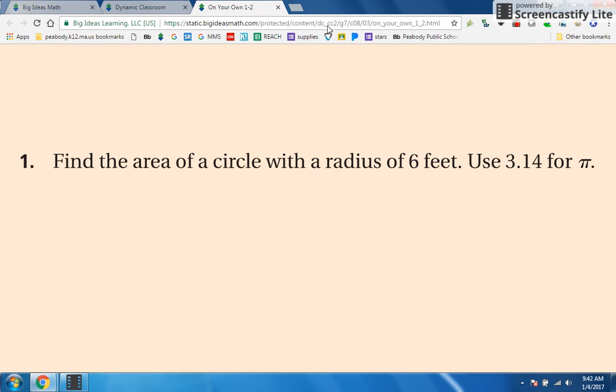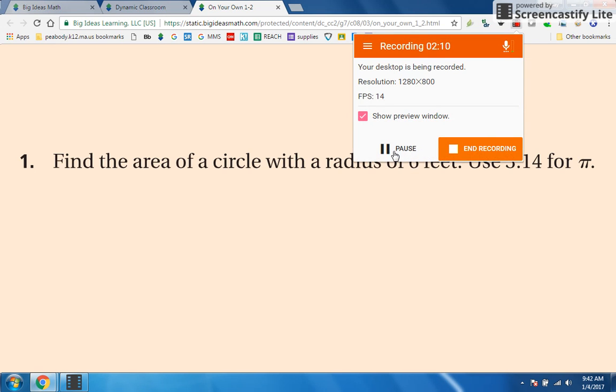Here is a similar one, so I want you to pause and try this one as well. Draw a circle, draw a radius of 6 feet. That's what you actually want, the radius. So do radius times radius times pi. So pause and try this one as well.